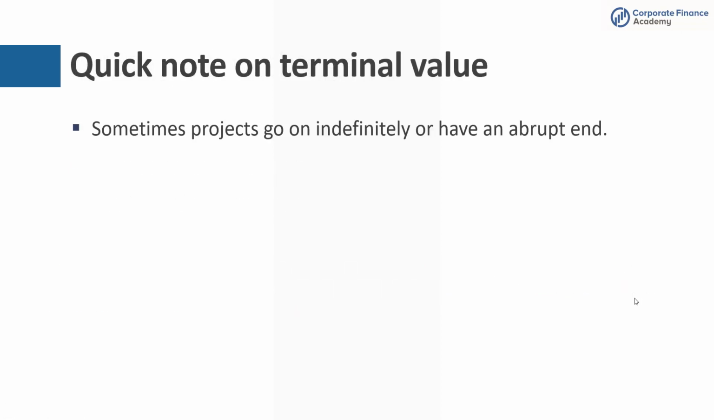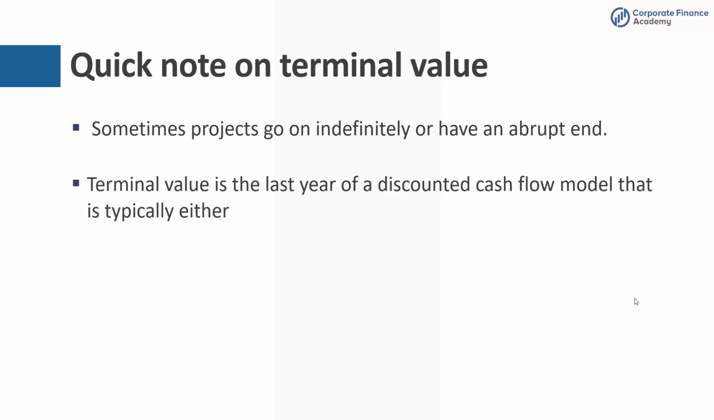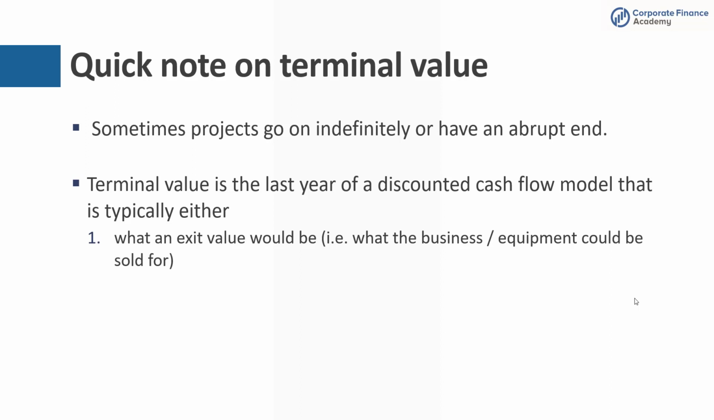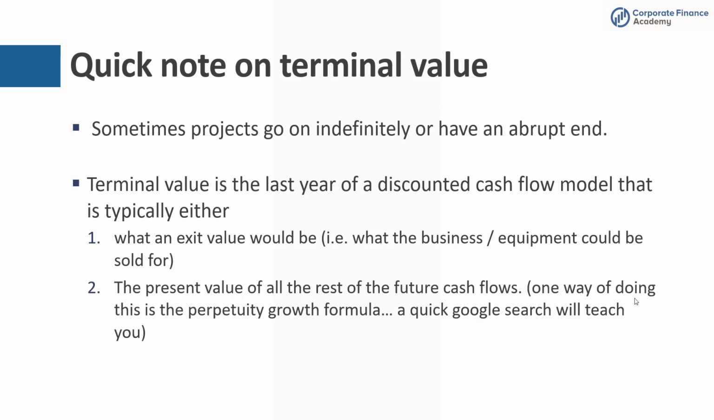So projects, as you plan them out or you try to forecast what they're worth, sometimes they go on indefinitely or sometimes they'll have an abrupt end. A terminal value is something you plug into the last year of your discounted cash flow model. That is usually either what an exit value would be, so meaning what the business would be worth if you actually sold that business, or it's the present value of all the rest of the future cash flows. So you can do this, you'll hear it called a perpetuity growth formula. A quick Google search will tell you how to do that.